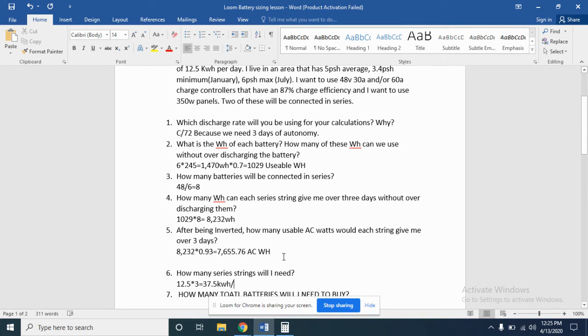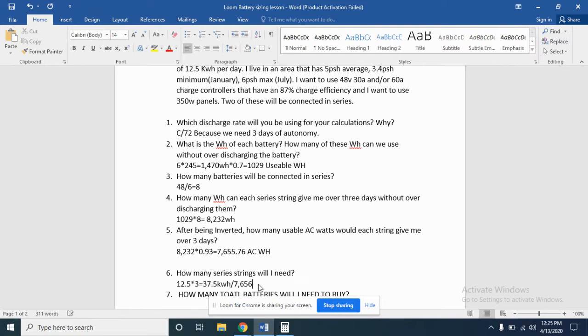I already know that this is an AC number. I use 12.5 kilowatts of AC power each day on average. Over 3 days, that's 37.5 AC kilowatt hours that I need to produce. If I divide that by 7,655.76 AC watt hours, I'm going to end up having a confused math here because this is in watt hours and this is in kilowatt hours. So what I really need to do is change this.